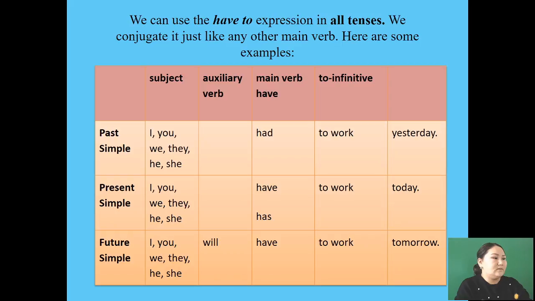And in present simple, we use have with the subjects I, you, we, they, and we use has with the pronouns he, she, it, in the third person singular. So let's read the examples. I have to work today, or we have to work today, or she has to work today, or he has to work today.